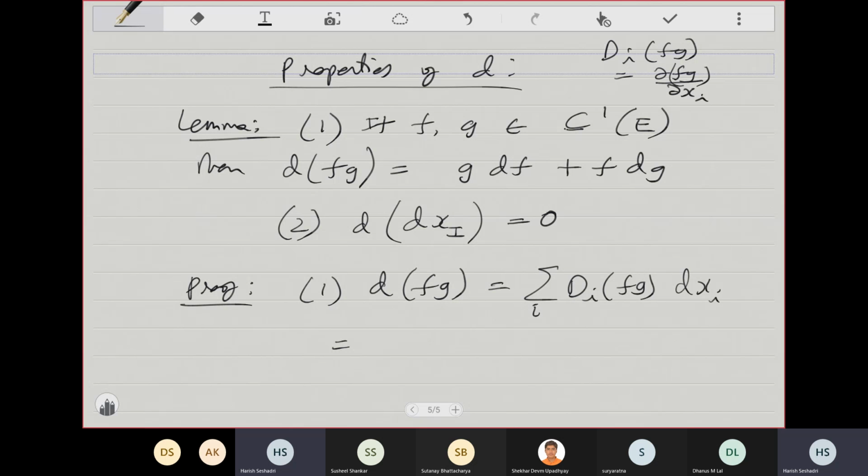After all, the partial derivative is just the usual one variable derivative. Basically you fix all the other variables and let one variable vary, so it does have the Leibniz rule here. So this is the sum of f di g plus g di f, times dxi. So you just split the sum into two parts. The first one will give me f dg and the second one will give me g df.